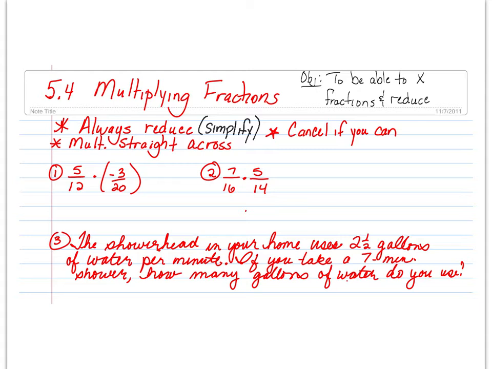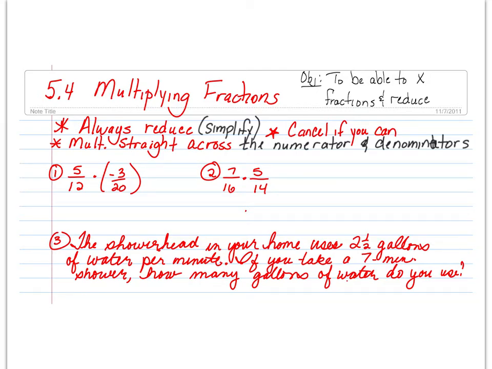If you cannot cancel, the rule for multiplying fractions is multiplying straight across the numerators and straight across the denominators, right? Is that right? Yes? Okay. So number 1 says 5/12 times negative 3/20.